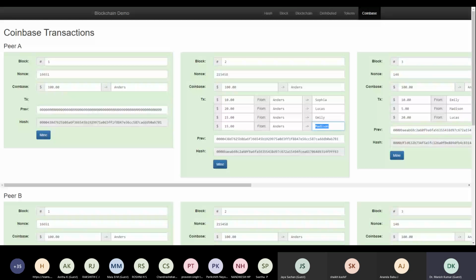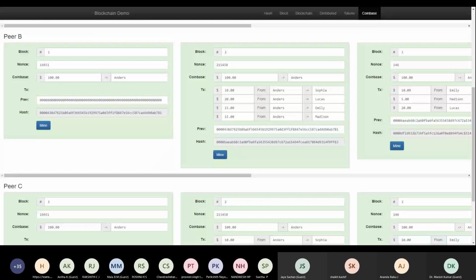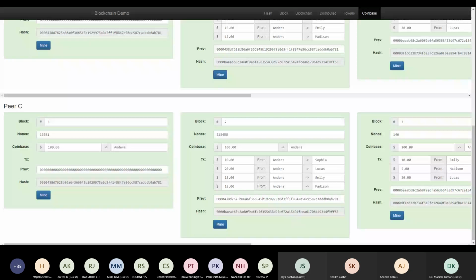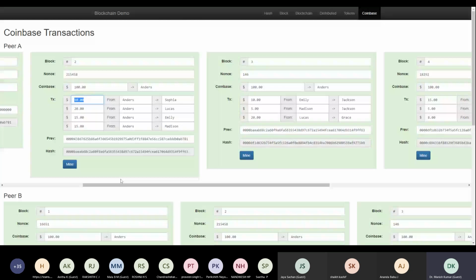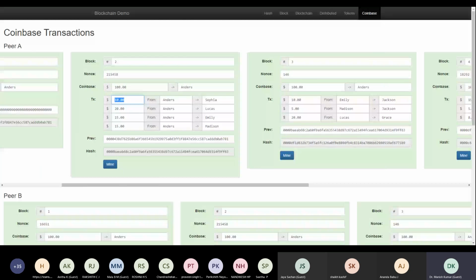So 10, 20, 30, and 30, 30, 60. So Anders initially has $100. Anders has spent $60, and this information is available with peer B and peer C also. Now, suppose after some time, Anders is trying to spend this $100 one more time.